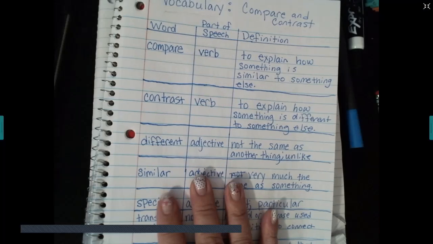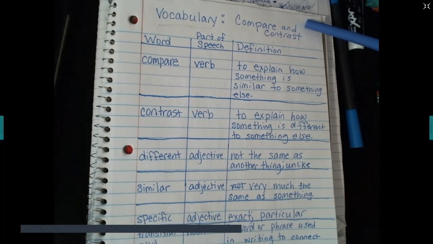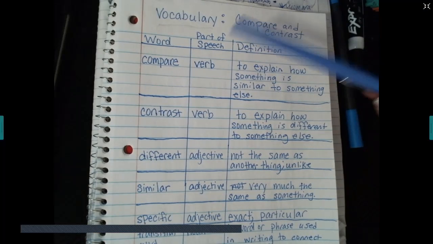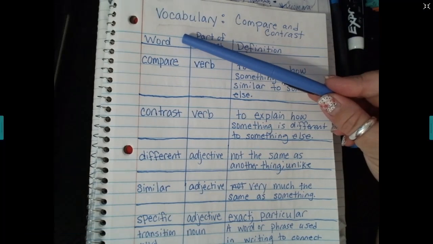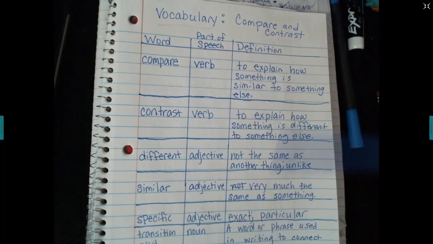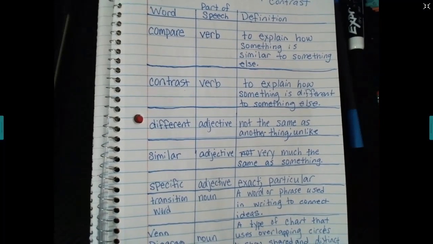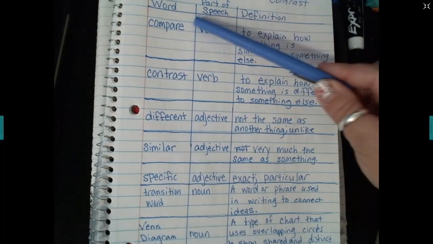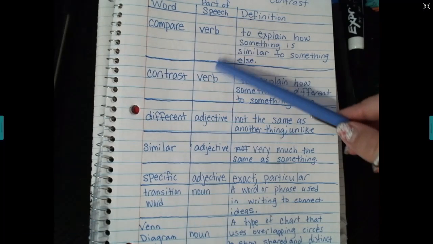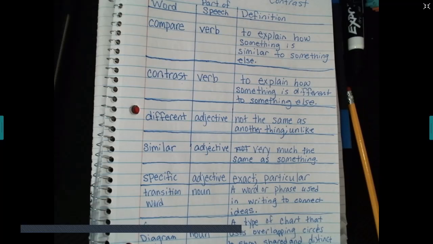All right, so I've completed my 3-column notes. I have my title, vocabulary, compare and contrast. I have my titles of my 3 columns. The first column shows you the vocabulary word. The second column shows you what part of speech that word is. And the third column is the definition. And I paused the video and I wrote all 7 vocabulary words. I made sure to include the part of speech, and I wrote the definition. All right, if you're not finished, that's okay. You can go back to the video and pause it at any step that you are at.